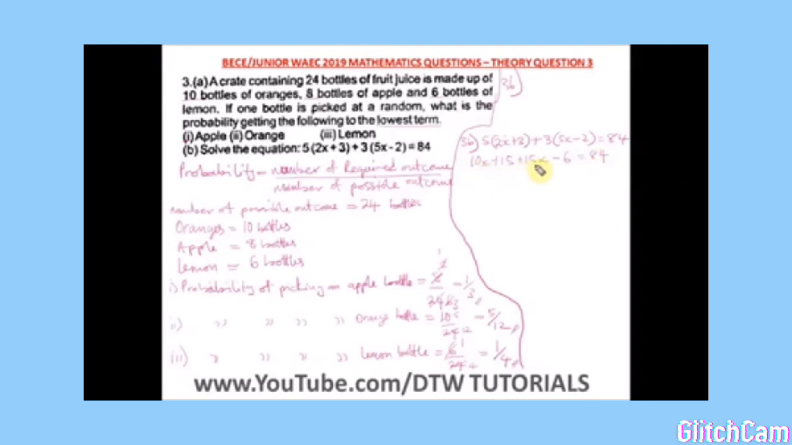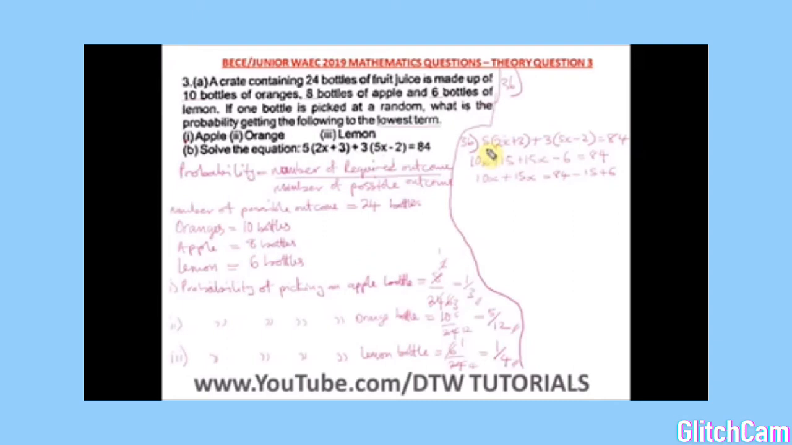Here we have 10x and 15x, so we have 10x plus 15x equal to 84. Let's take these numbers to this other side. All right, so we have plus 15 coming here will be a minus 15, and minus 6 going to this side will be a plus 6.